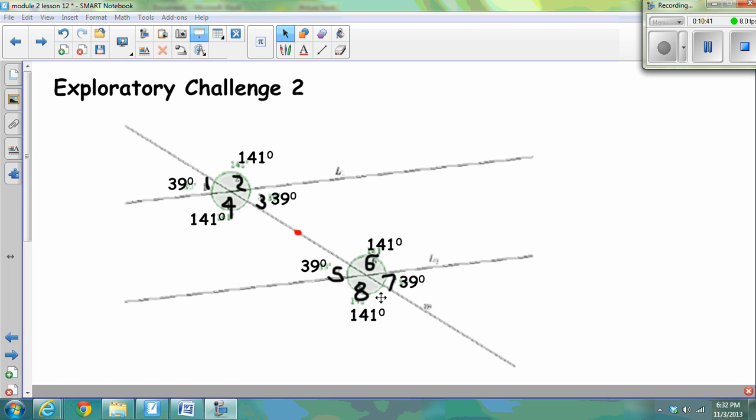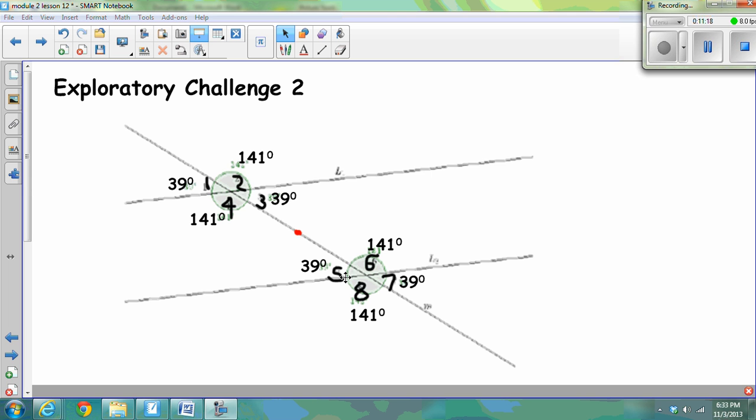What other angles were equal in the second diagram here when the lines L1 and L2 were parallel? Well, it's obvious that 1 and 3 are equal, 5 and 7 are equal, and 2 and 4 are equal, and 6 and 8 are equal. And they're vertical angles. Now let's look at just angles 1 and 5. What kind of angles are these? Remember our definitions. Go back to the definitions. What kind of angles are 1 and 5? Right, they're corresponding angles because they're on the same side of the transversal and in corresponding positions.